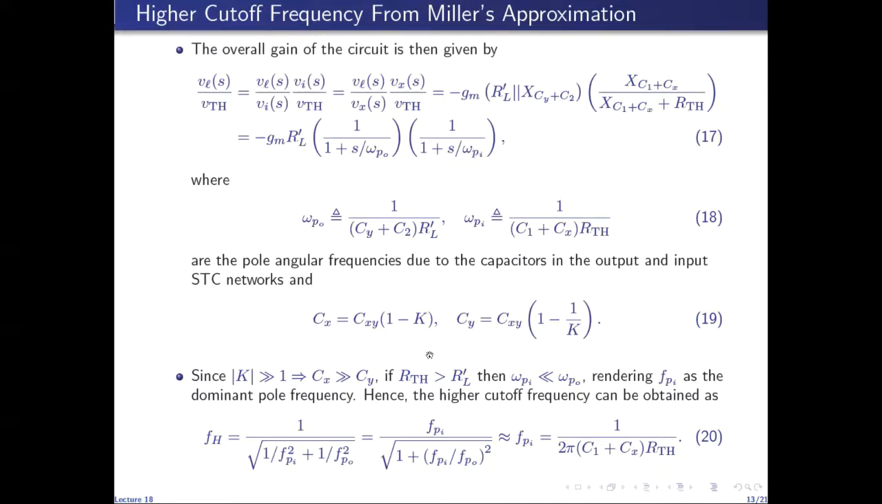So both of the zeros are at infinite frequencies, which means that FH will be given only by the sum of the inverse of the square of the pole frequency. So which can be written like this. So if FPI is the dominant pole, then FPI over FP0 will be smaller than 1, and its square will be even smaller than 1, which means that the denominator will be approximately 1. So FH will be estimated by the dominant pole frequency, FPI, which from this expression is given by 1 over 2 pi times the equivalent capacitance on the input side times the Thevenin resistance.